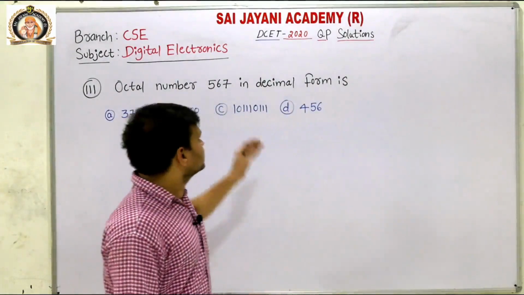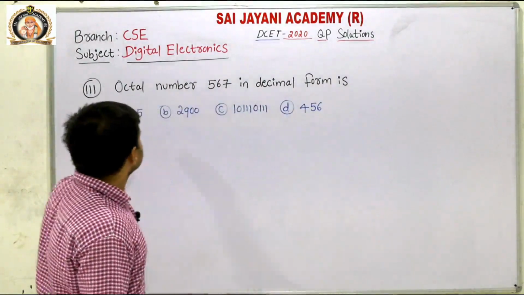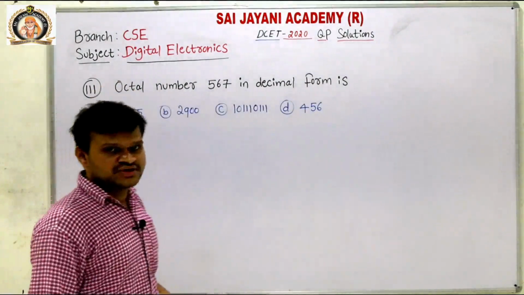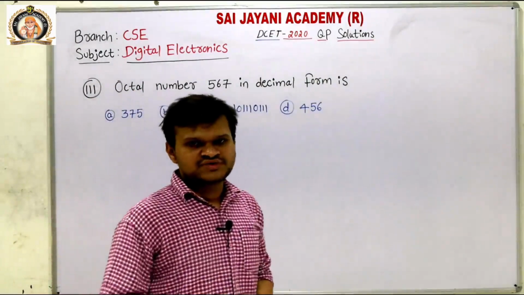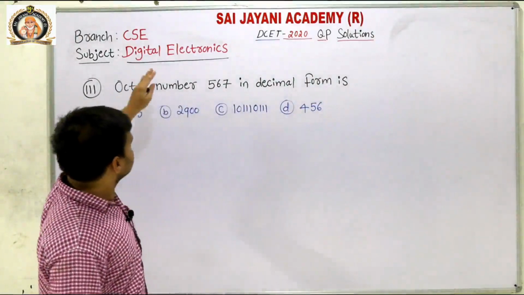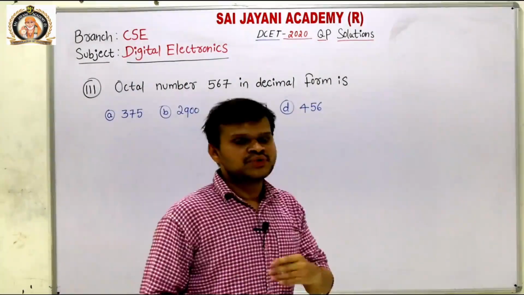We are dealing with Diploma CET 2020 question paper solution for the branch Computer Science and Engineering and the subject Digital Electronics. In Diploma CET 2020 question paper, they asked 10 questions related to subject Digital Electronics, and we will try to solve those questions one by one.